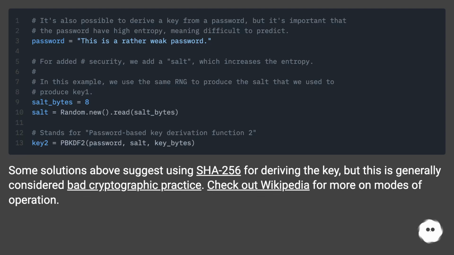Some solutions above suggest using SHA-256 for deriving the key, but this is generally considered bad cryptographic practice. Check out Wikipedia for more on modes of operation.